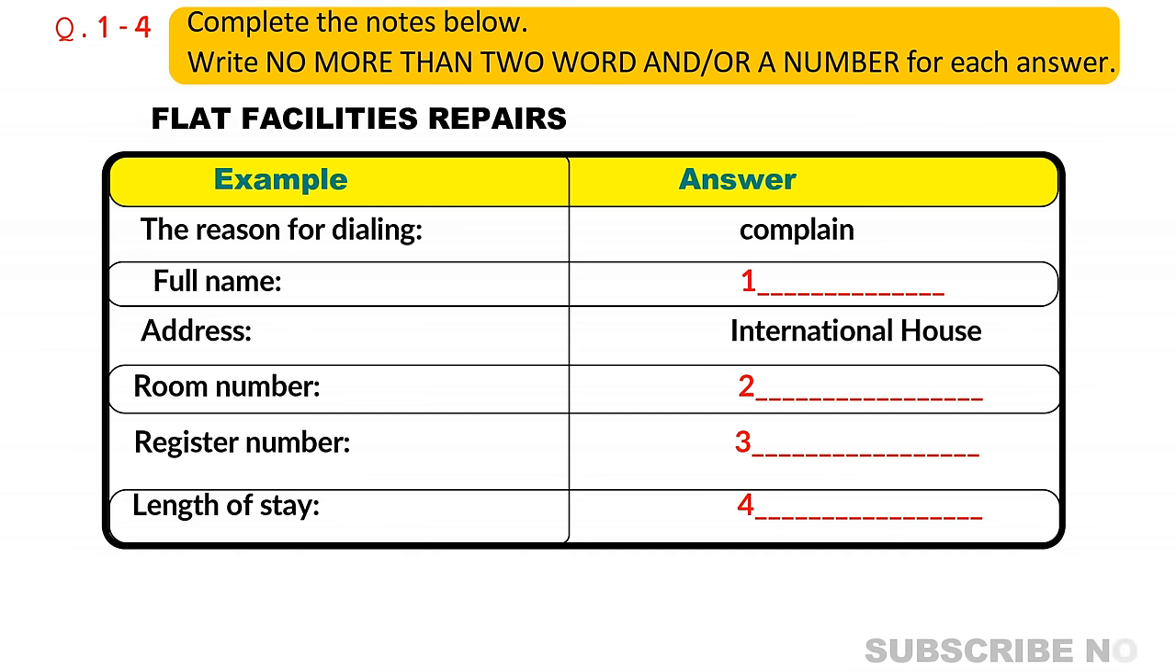Good morning, Campus Flat Agency. How can I help you? Good morning. I'm ringing to complain about problems with my flat's facilities. Fine. May I take down your details first? The reason for dialing is to complain. So complain has been written in the space.